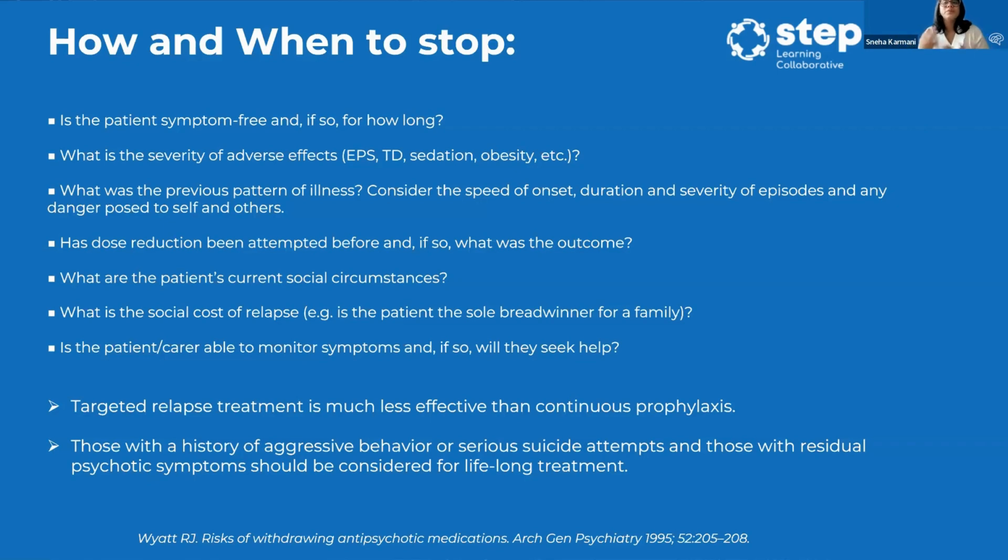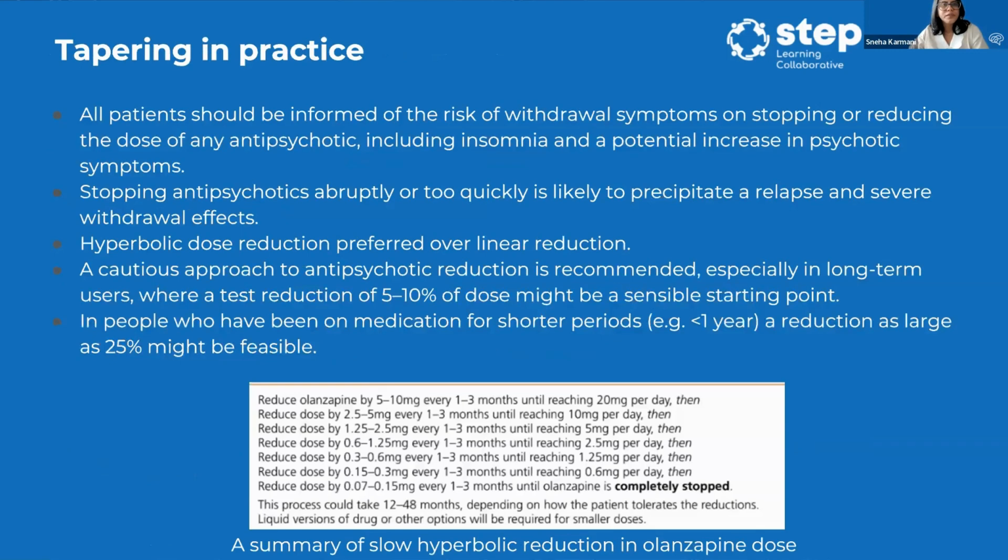So the patient might bargain with you saying that, okay, fine, I take full responsibility. If I have symptoms again, I'm going to go into treatment again. But that becomes a little more challenging compared to if the patient was on a regular dose of, at least, a low dose of antipsychotic. So, also those with a history of aggressive behavior, serious suicide attempts, those with residual psychotic symptoms should be considered for lifelong treatment. So, in those patients, you would obviously deny the possibility of stopping medication. But it's important to talk through it with the patient.